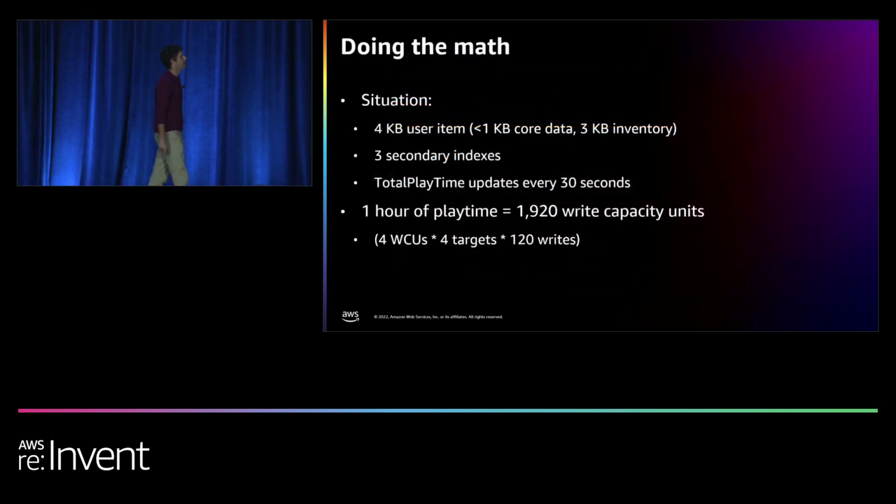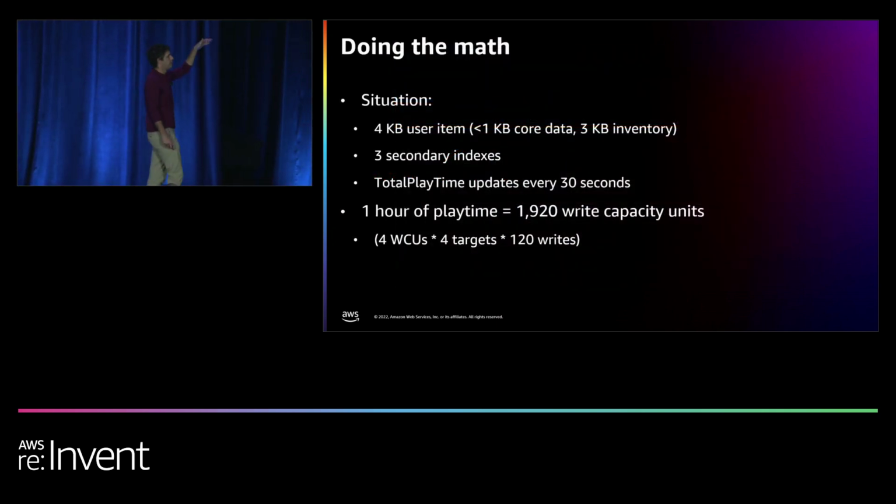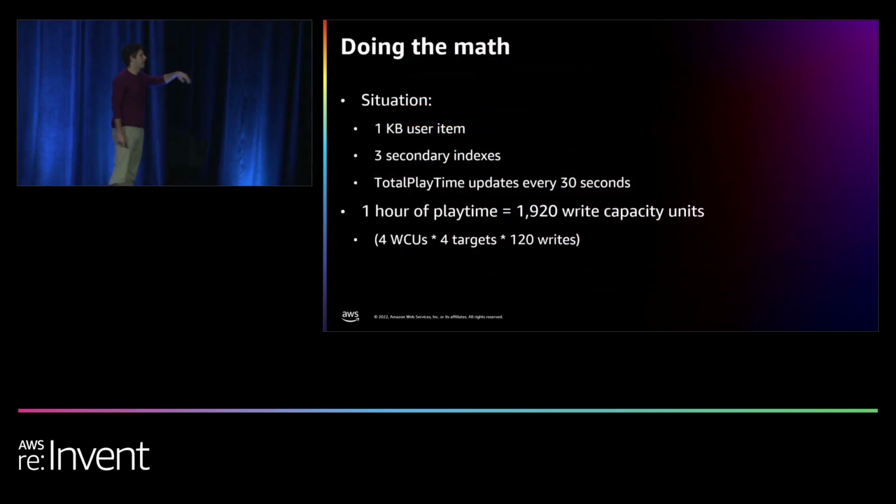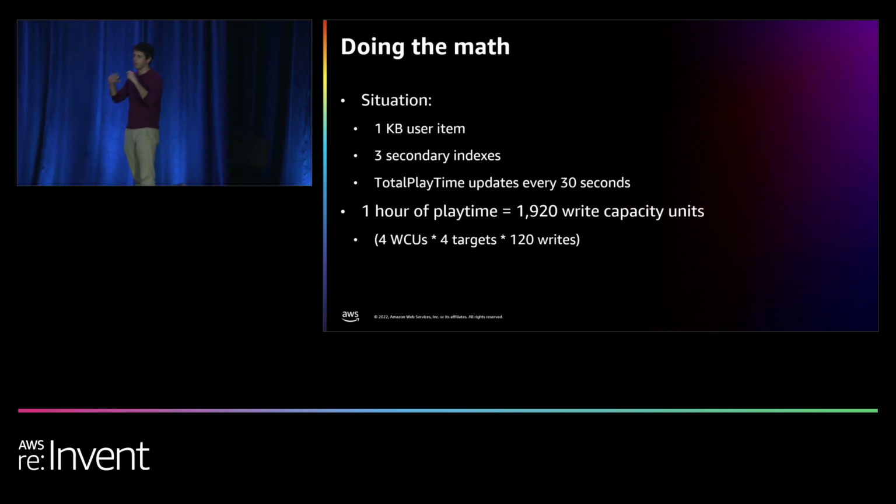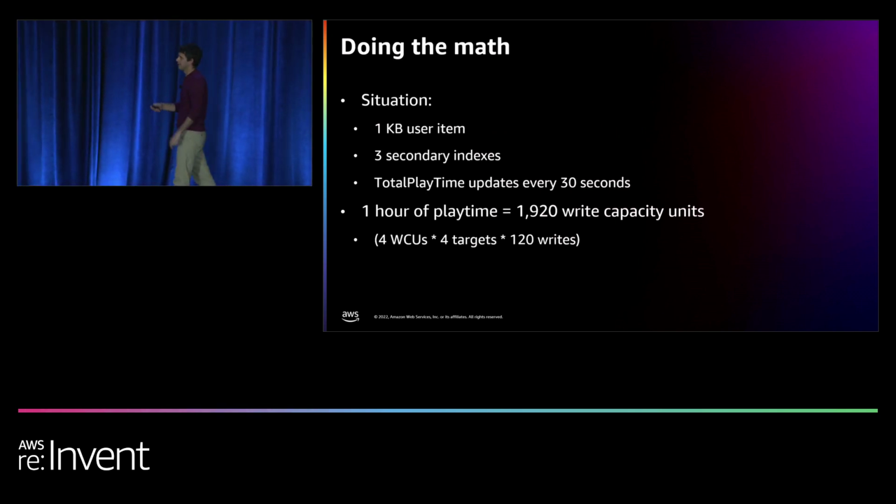And let's fix the math here on how we do it. First of all, instead of having a 4 kilobyte user item that we need to update whenever we update the total play time, we only need to update that smaller one, right? So now it's a kilobyte or less.